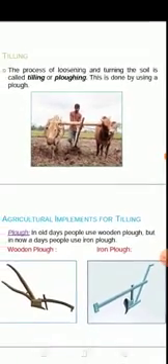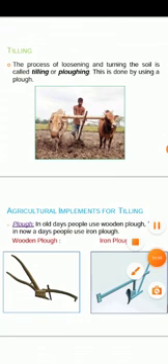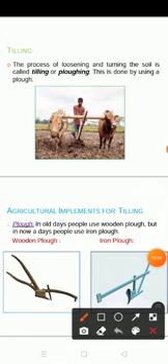Now tilling. Tilling means the process of loosening and turning the soil. What do you mean by tilling? Tilling is one kind of agricultural practice. When we loosen up and turn the soil, it is called tilling or plowing, खोदना. खोदना या जोतना हम लोग हिंदी में जिस वर्ड को बोलते हैं, that is called plowing or tilling. This is done by using a plow.